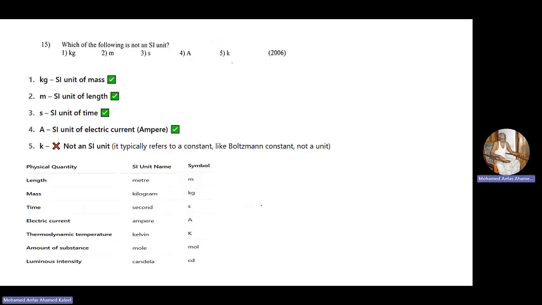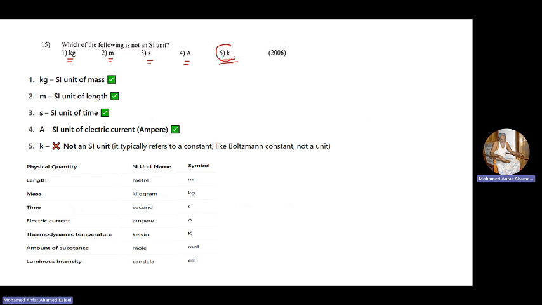The question number 15. Which of the following is not an SI unit? It's a very simple question. This is from past paper 2006. kg is a base SI unit. We know that's mass. M is the SI unit of length. The simple s is also the SI unit of time. A, ampere, is the SI unit of electric current. We have capital K, that is thermodynamic temperature.